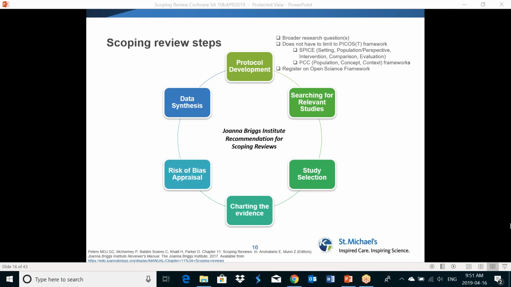If you're not very familiar with scoping reviews, the first or second time you do it might be a bit more challenging if you're more familiar with a systematic review. So I would say they're about the same, but they have different things that you have to consider.